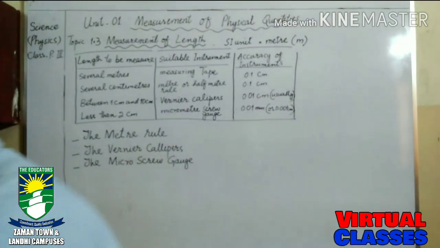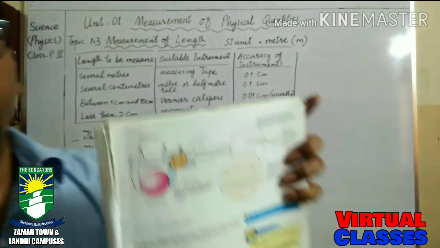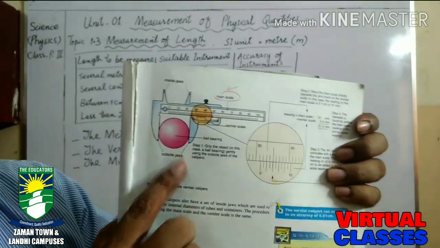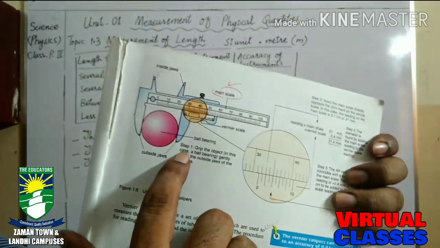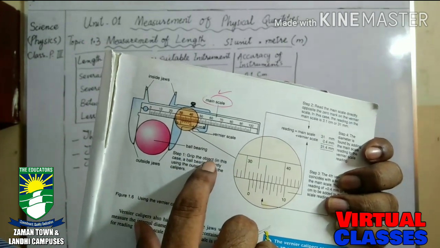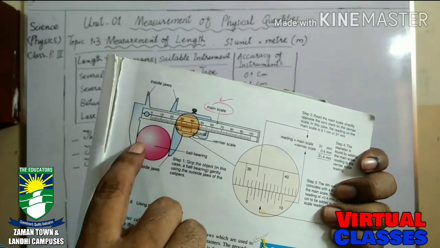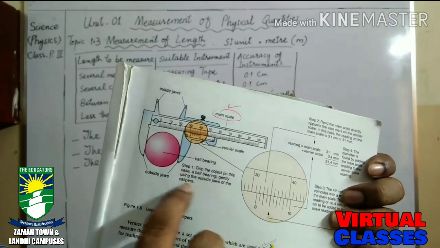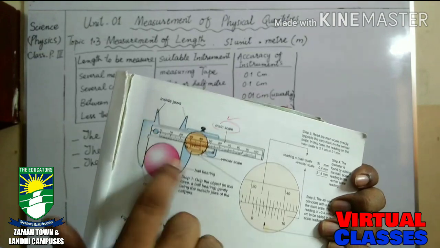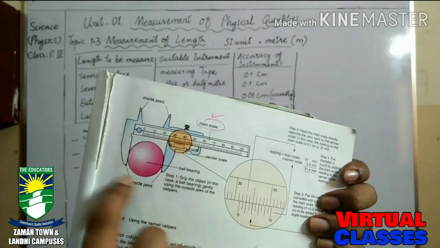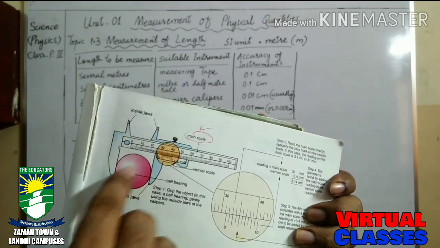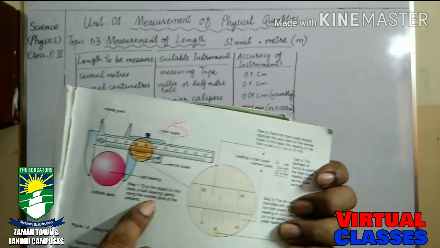For example, these are different steps. Let's see the first step. Step 1 is grip the object, in this case, a ball bearing. Gently use the outside jaws of the calipers. These are the outside jaws of the vernier calipers. So just hold or grip the object in them. This is the first step.